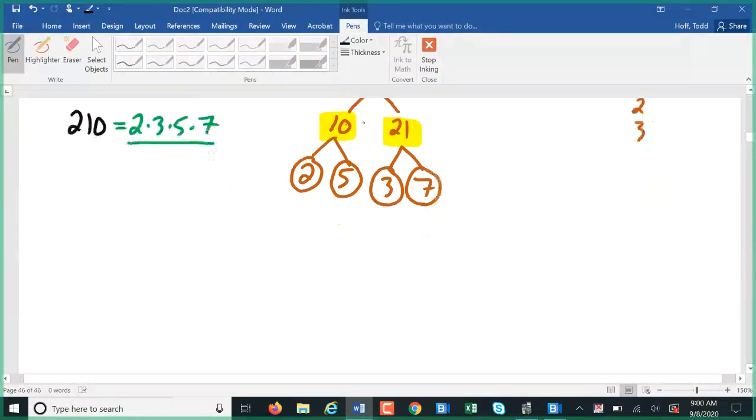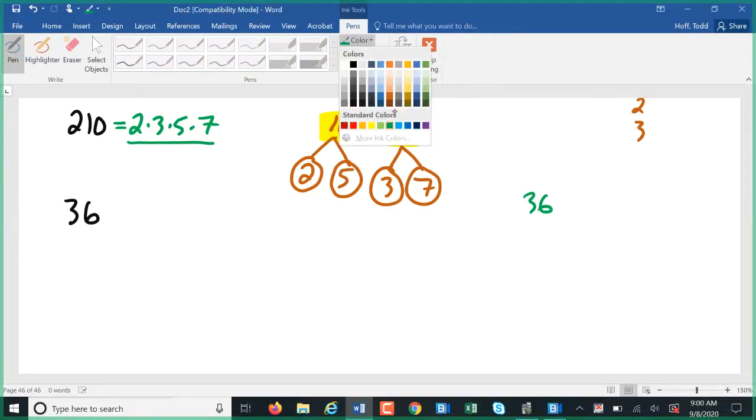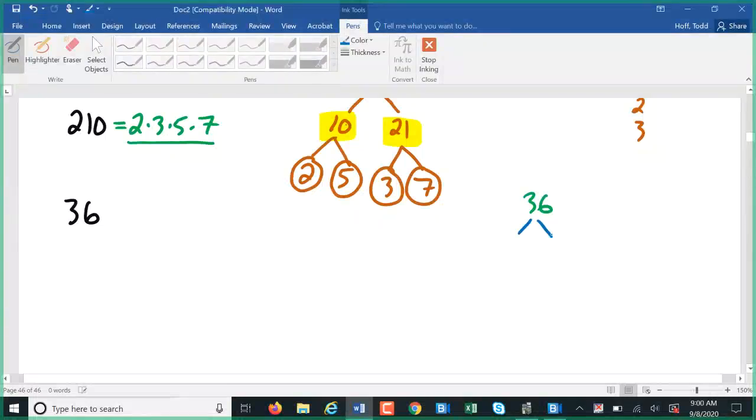Let's do another example. Let's prime factor 36. So I'll put 36 over here. Not divisible by 10. It's not divisible by 5, but it is even, so it's divisible by 2. So I put 2 on the left side. 36 divided by 2 is 18. Now the 2 is prime, so I'm going to circle it.